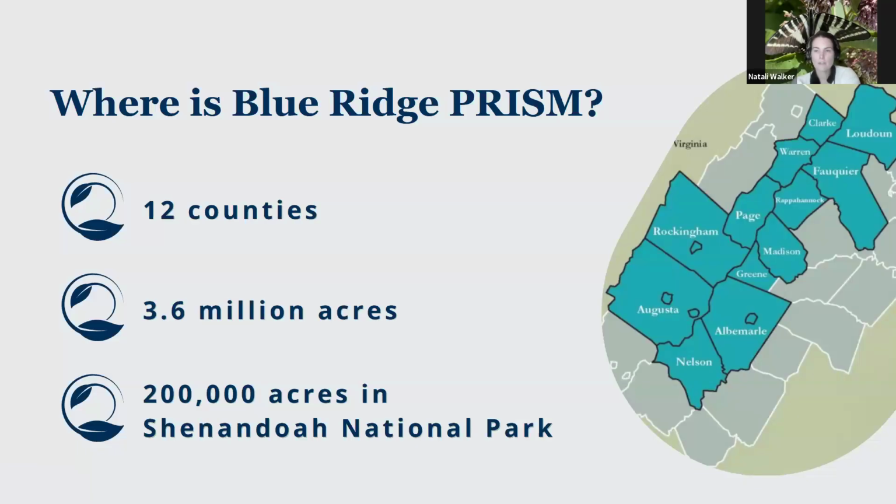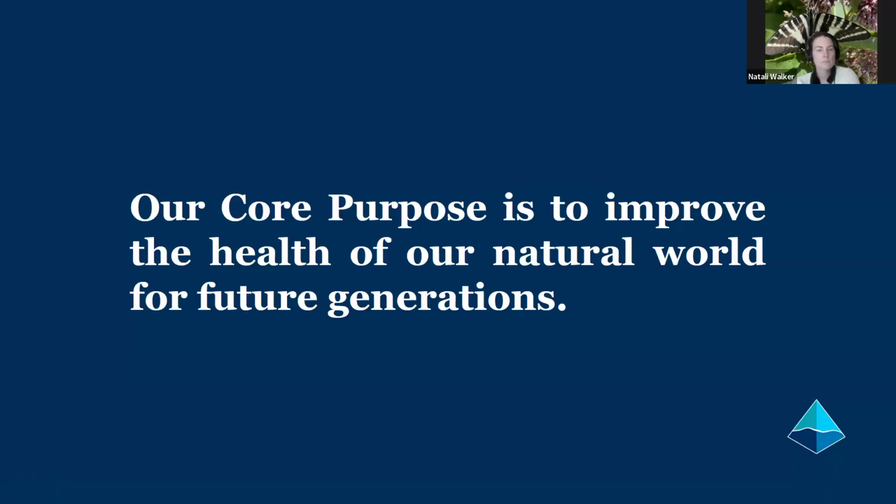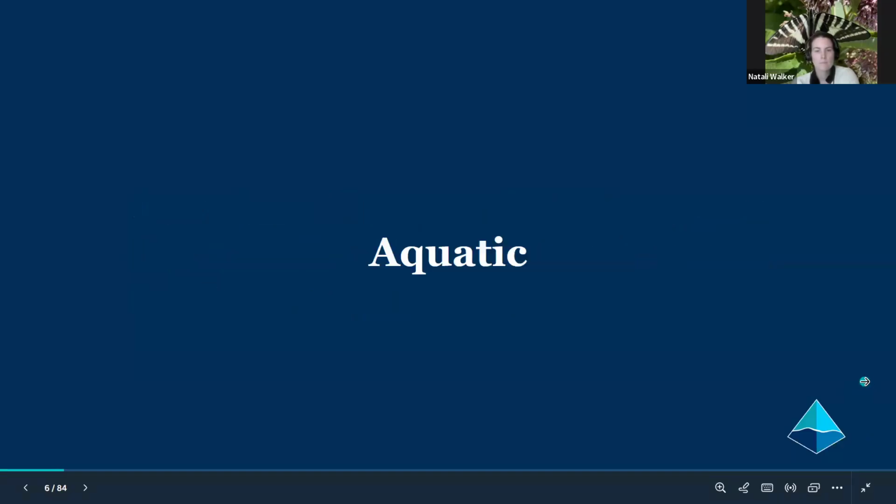So we cover 12 counties, as you can see to the right on the map in the teal color, 3.6 million acres, including 200,000 acres in Shenandoah National Park. And Blue Ridge PRISM, our core purpose is to improve the health of our natural world for future generations. So today's presentation will be covering invasive plants that are easy to identify and treat in the fall.